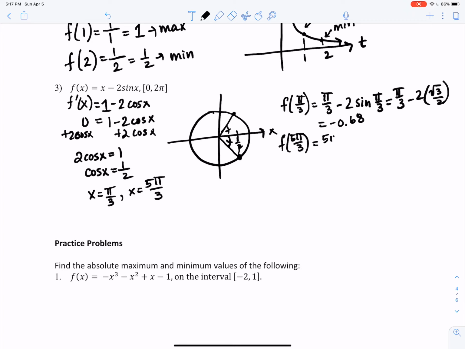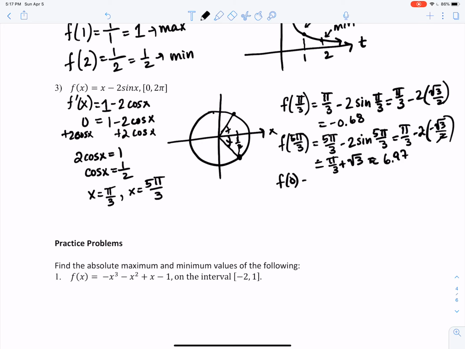Next, I want to find f of 5 pi over 3. So this is 5 pi over 3 minus 2 times the sine of 5 pi over 3, and the sine of 5 pi over 3 is negative square root of 3 over 2. So this is 5 pi over 3 plus 2 times the square root of 3 over 2, which is approximately 6.97. And so I found the critical values, but I also need to check those endpoints.